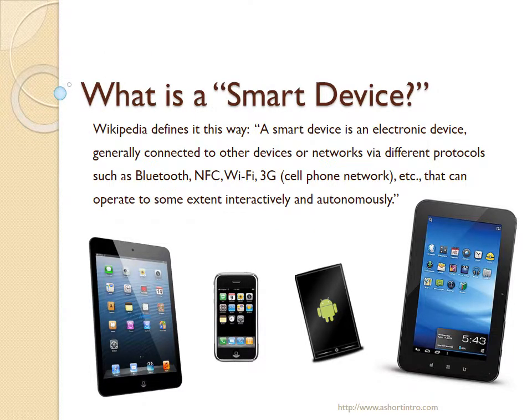So what is a smart device? Wikipedia defines it this way. A smart device is an electronic device, generally connected to other devices or networks via different protocols such as Bluetooth, near-field communication, Wi-Fi, cell phone network, etc., that can operate to some extent interactively and autonomously.